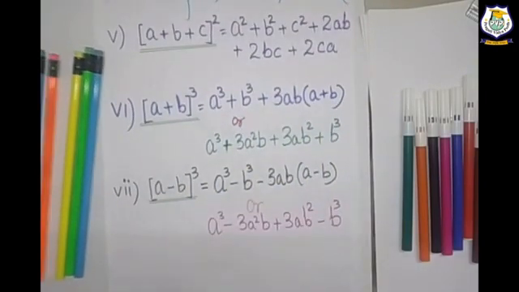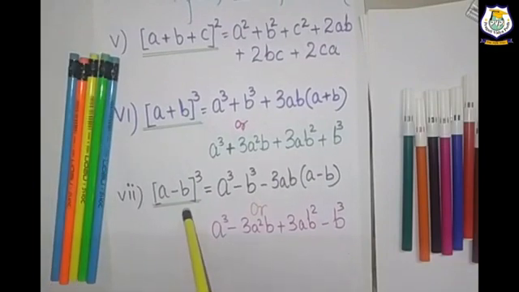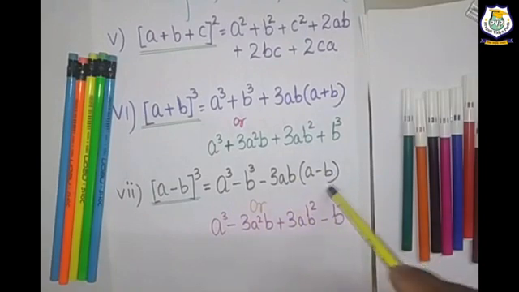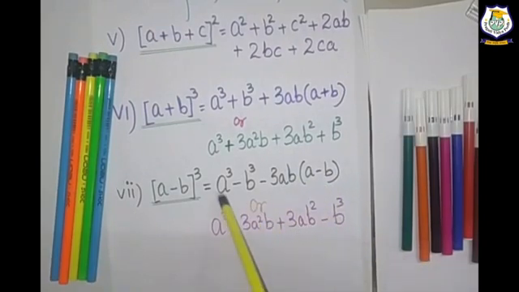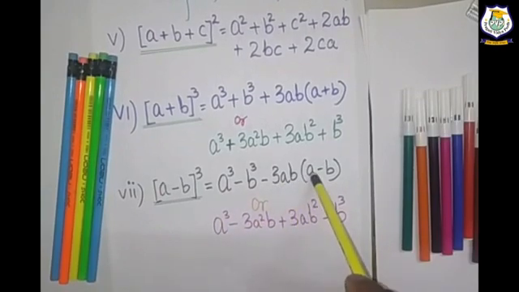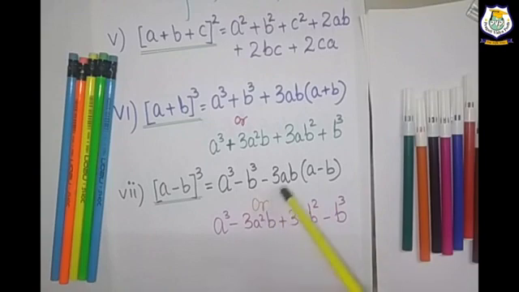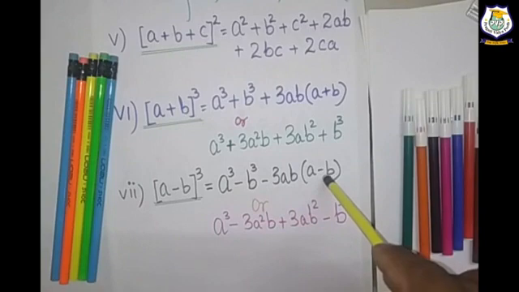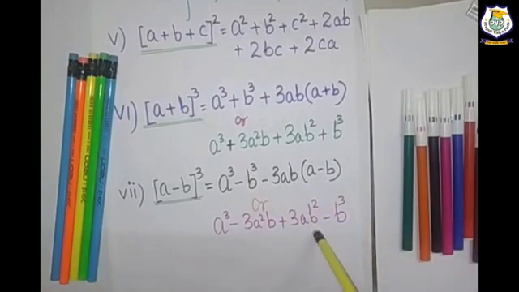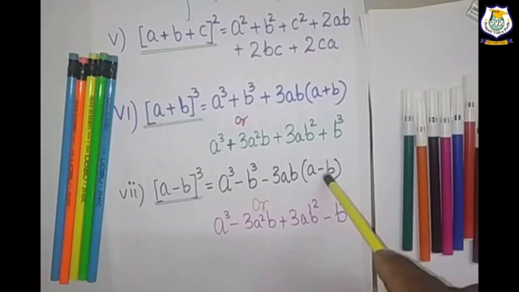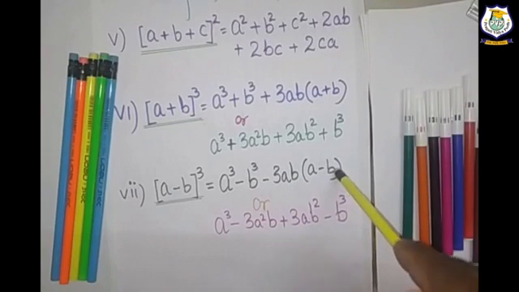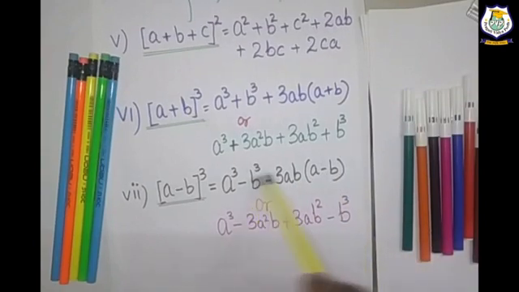The next one is (a minus b) whole cube, which is equal to a cube minus b cube minus 3ab into (a minus b). This can also be written in that format. A cube is there, minus 3ab multiplied by a, we get minus 3a square b. Please pay attention towards it. Minus 3ab multiplied by minus b, you get plus 3ab square. Remember that when a minus term is multiplied by a minus term, the sign becomes positive. That's why minus 3ab multiplied by minus b gives plus 3ab square. And minus b cube comes at last again because of the cyclicity.